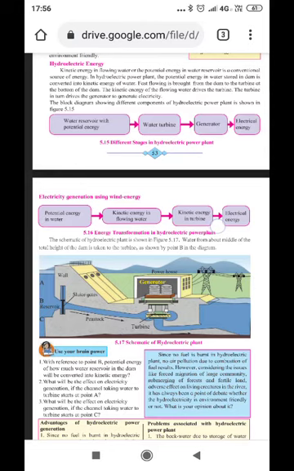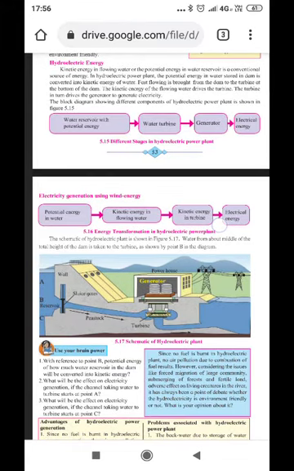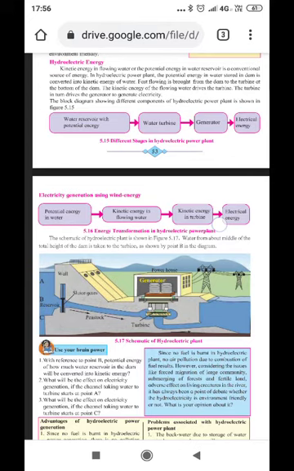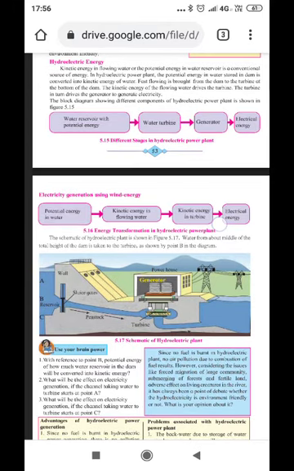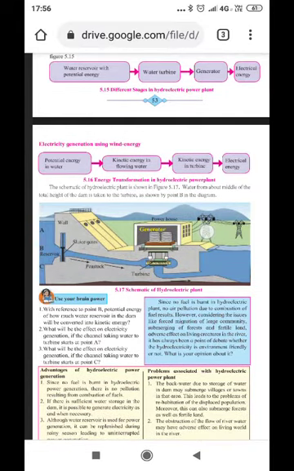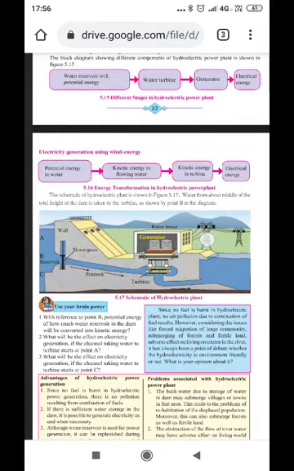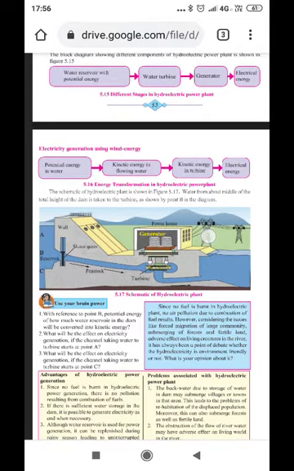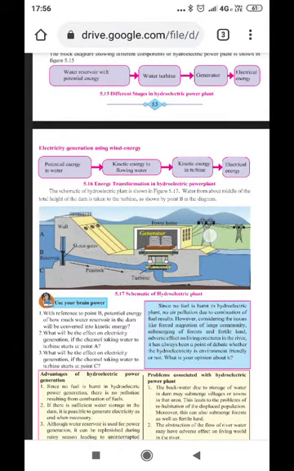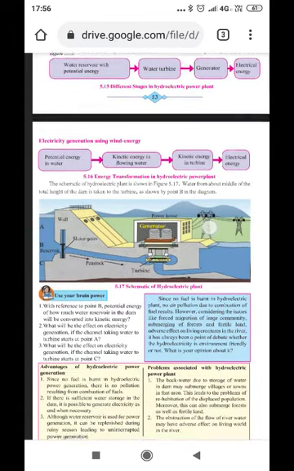The kinetic energy of the flowing water drives the turbine. The turbine in turn drives the generator to generate electricity. The block diagram helps us to explain this full process in short. You can see the block diagram here. In the block diagram, the water reservoir with potential energy is there. When water is stored in a dam, it possesses potential energy. As soon as water is released, it gets converted into kinetic energy. Kinetic energy rotates the water turbine, the turbine drives the generator, and the generator helps us to produce electricity.